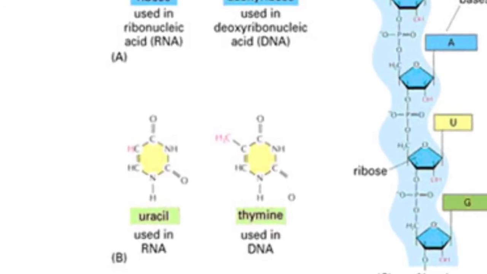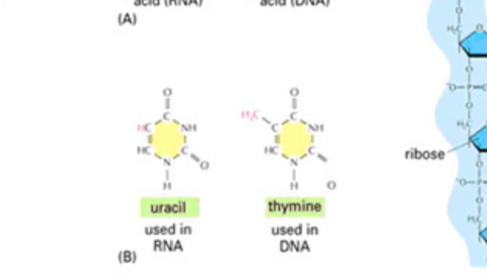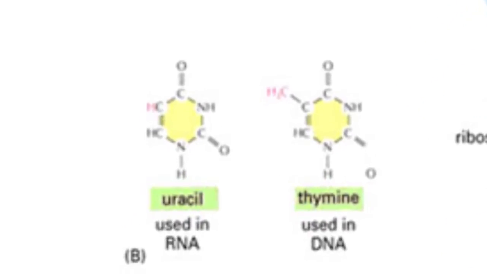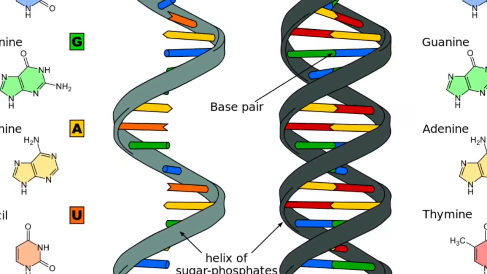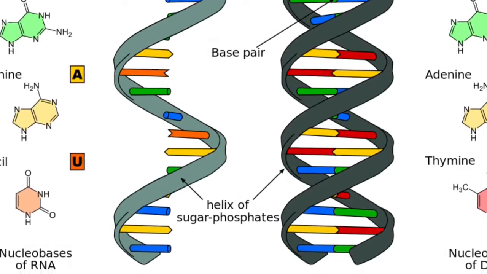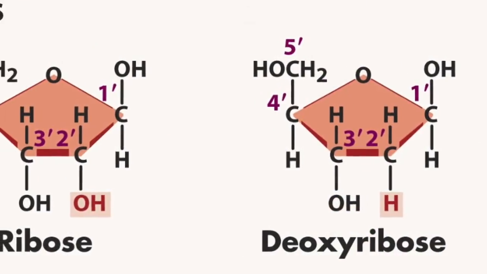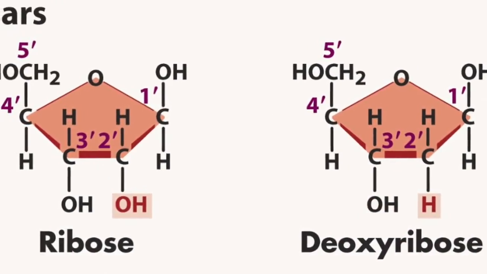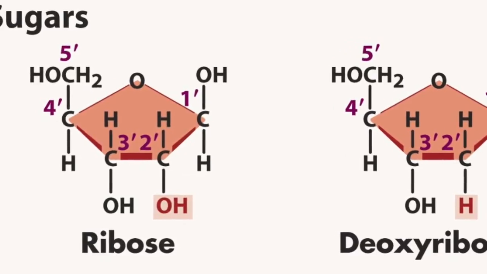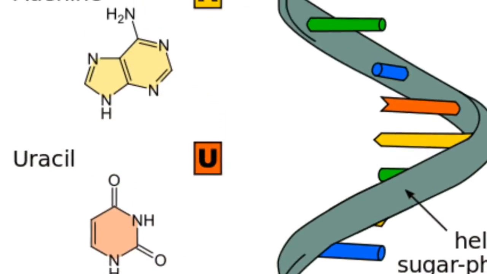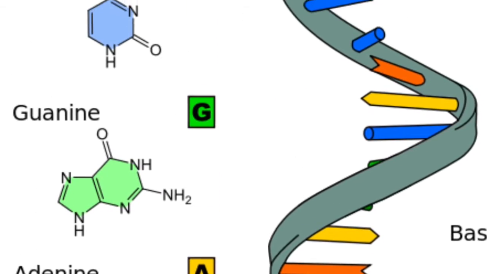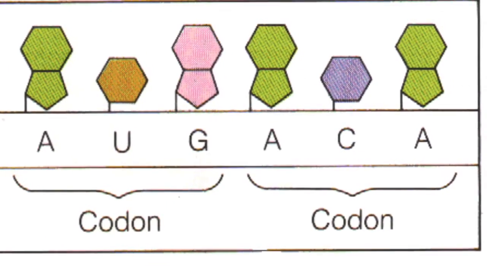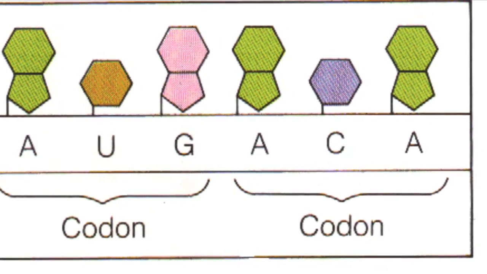RNA is different from DNA in 3 main ways. First, instead of having the base thymine, RNA has uracil. Second, RNA has only one strand. And third, instead of deoxyribose, it has ribose. Because of this, RNA has uracil, adenine, guanine, and cytosine. 3 of these bases in a row is called a codon.